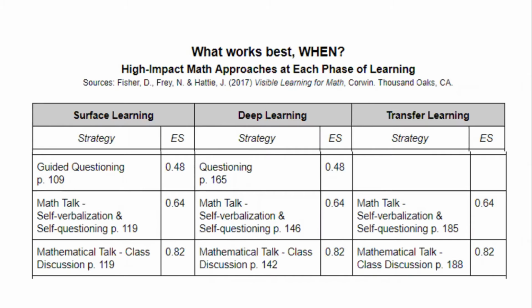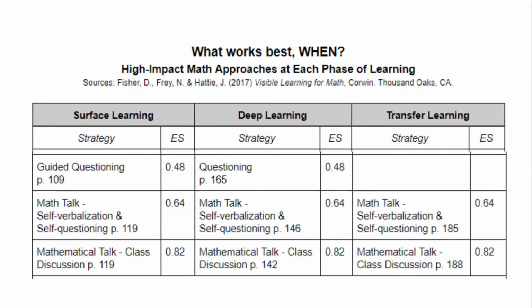Fisher, Frey, and Hattie have categorized numerous evidence-based strategies. Notice where questioning and talk fall in regard to surface, deep, and transfer learning. Mathematical talk, self-verbalization and self-questioning, and class discussion are surface, deep, and transfer learning strategies, with self-verbalization and questioning coming in with a 0.64 effect size, and class discussion with a 0.82 effect size. These are both higher than John Hattie's hinge point of 0.4.